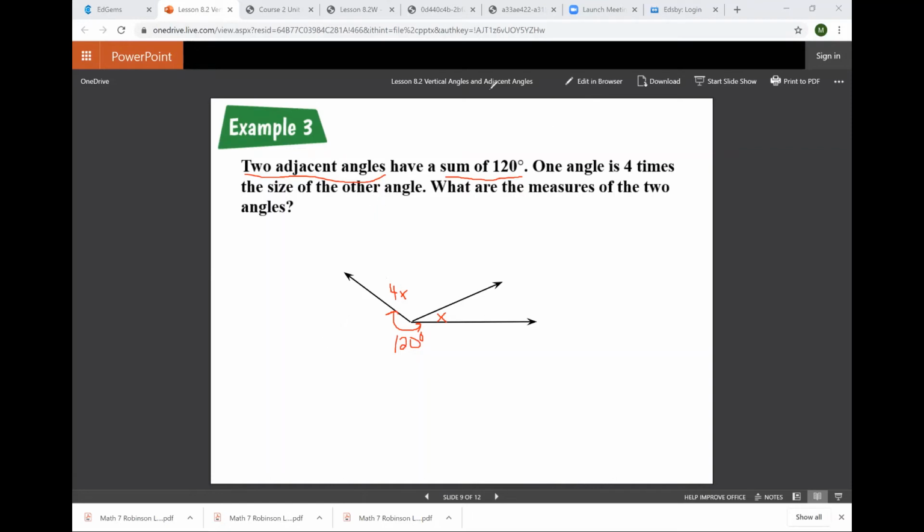So let's set up this problem. So I know together they equal 120 degrees. So 4x plus x equals 120 degrees. Okay? If I can figure out what x is, I can figure out the measure of angle x. And then I can figure out what this is because I know it's 4 times x. So let's get to it.